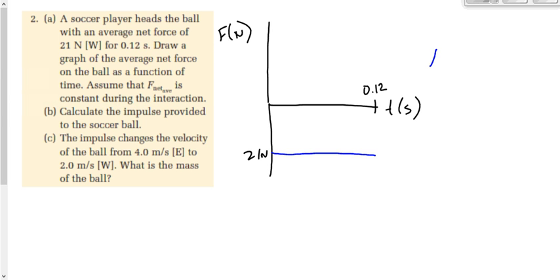Impulse is the area of course, which is just a rectangle, so it's base times height. The base is 0.12, and for me, the height is negative 21. For you guys, the way that most of you did it, the height would be positive 21, right? But for me, negative is west. For you, positive is west. Sorry, I just calculated that wrong. 2.52.